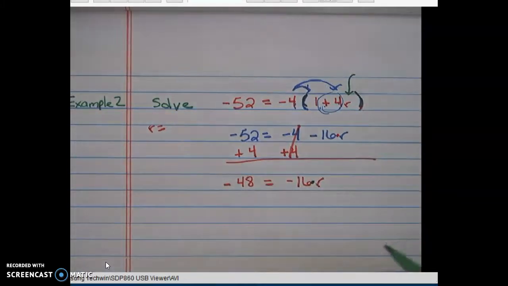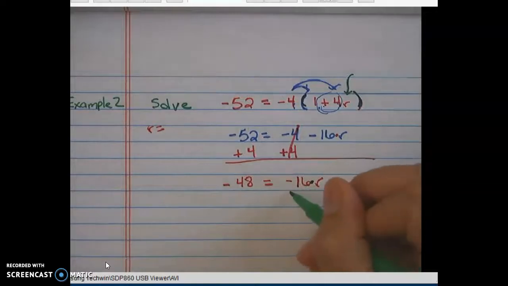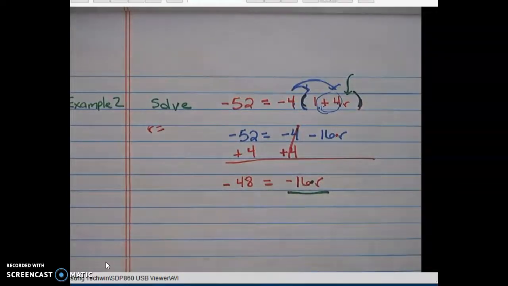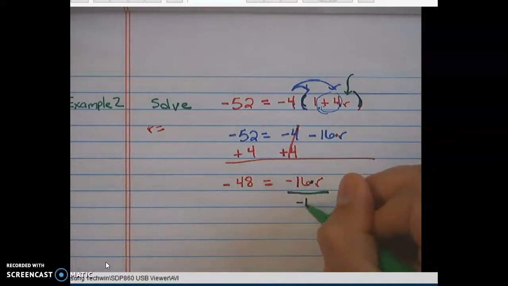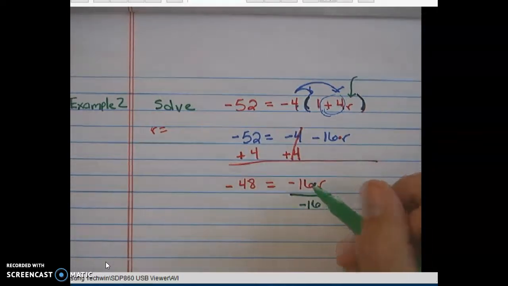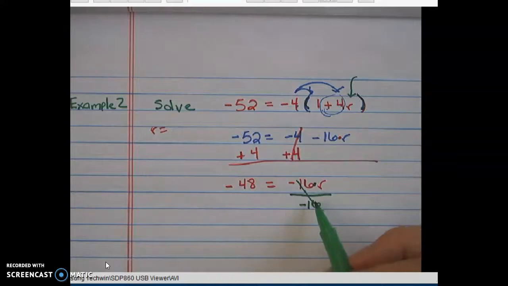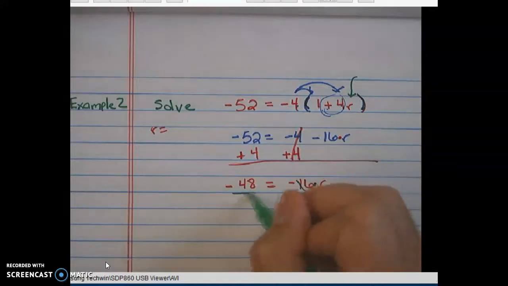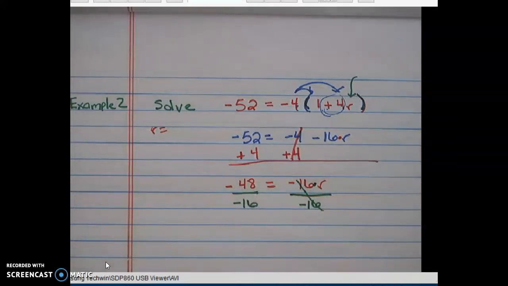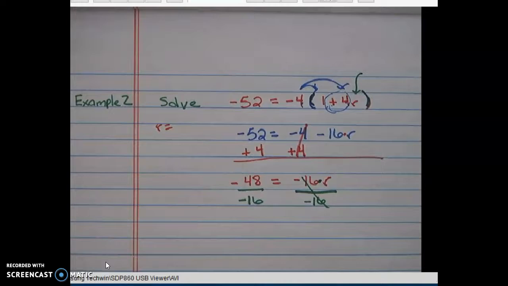So what undoes, or what's the inverse of multiplication? That's going to be division. Remember, we write the division bar. So I say, well, how do you write that? You write it as the fraction bar as negative 16. And then because I divided by negative 16 on this side, I have to be fair and divide by negative 16 on that side.